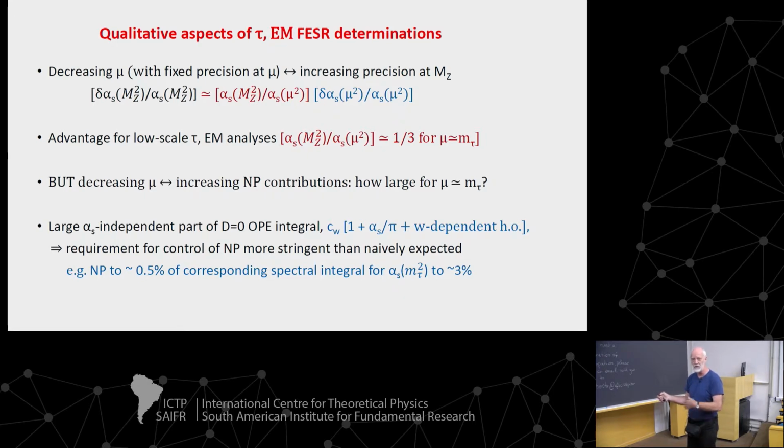And so you might think, oh, I want to know alpha S at the tau mass to 3% so that I have it at 1% at the Z mass. And you might think that means I need to control non-perturbative contributions on the OPE side at 3%, but it's not true. You need to control them at 0.5%. And so we're in a precision game, and therefore it's not good enough to control non-perturbative contributions by waving your hands.